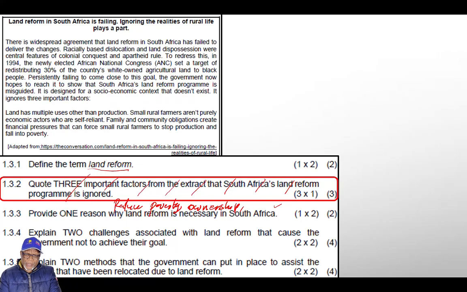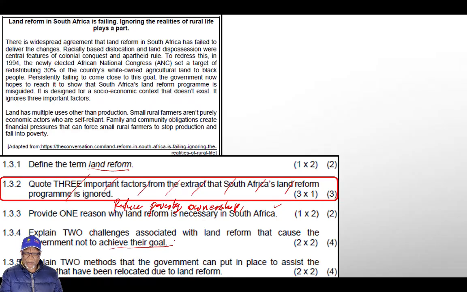Now, explain two challenges associated with land reform that cause the government not to achieve their goal. The government is not achieving their goal as quickly as possible. But now, this is another common answer that you can get. Challenge number one is that the procedures are long.